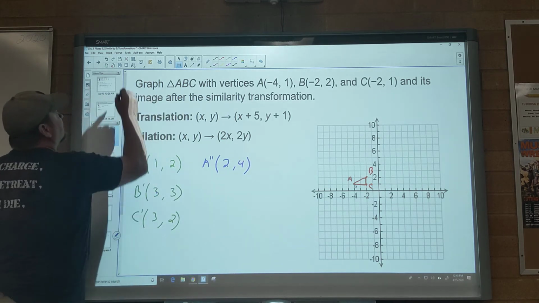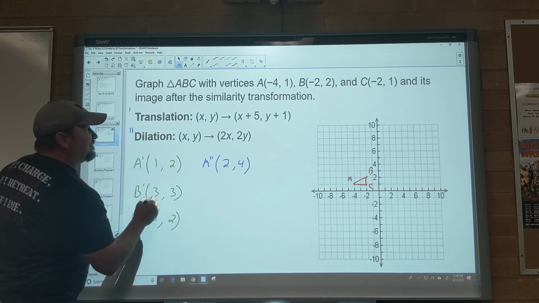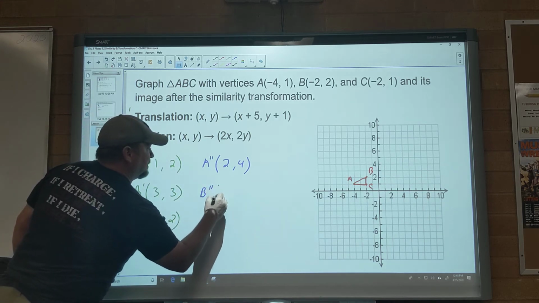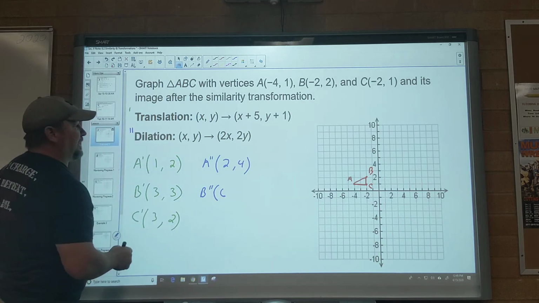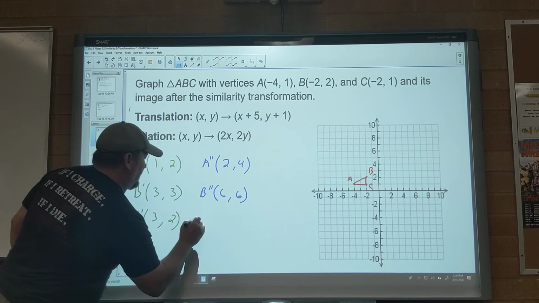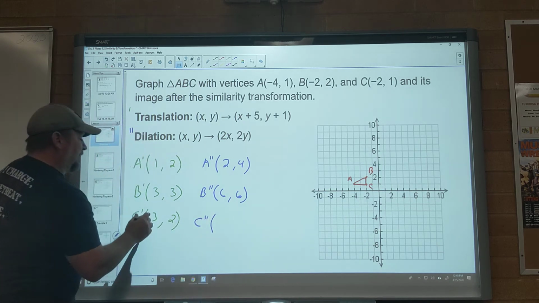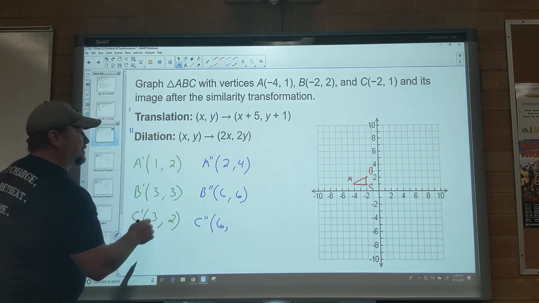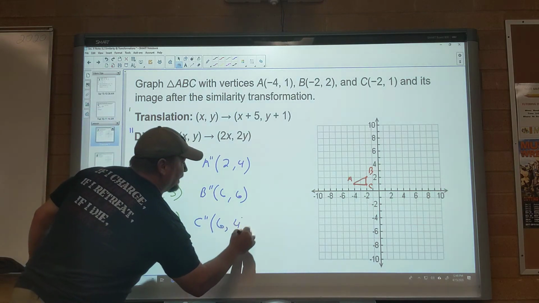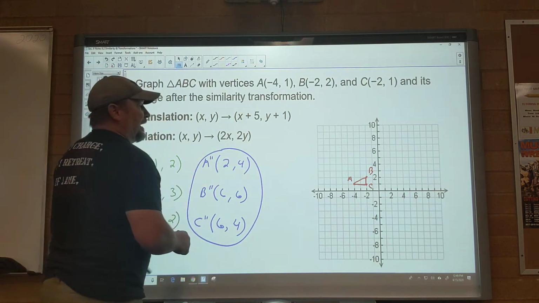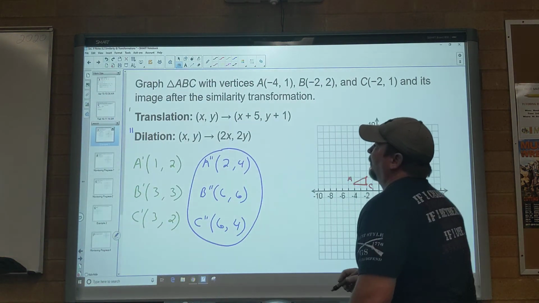3 times 2 is 6, and 3 times 2 is 6. That's nice. And C double asterisk, 3 times 2 is 6. And 2 times 2 is 4. And there are my new ordered pairs. This is my answer. And now we'll graph it over here.